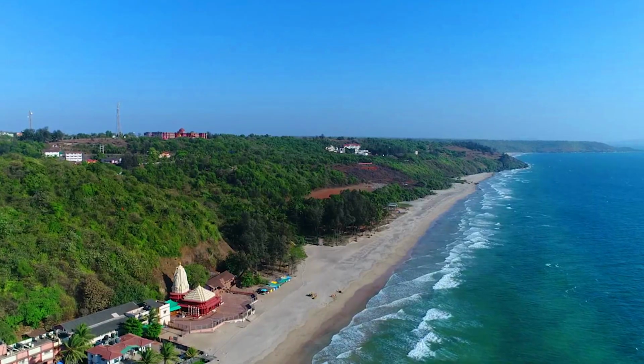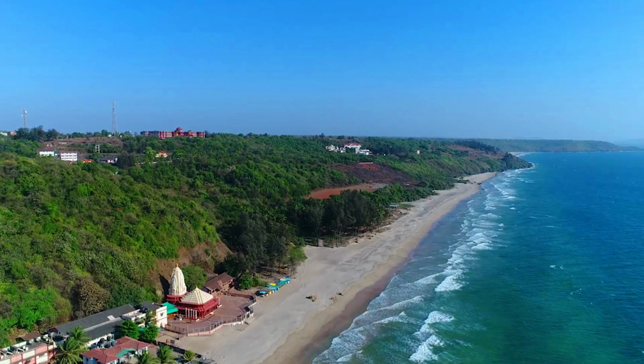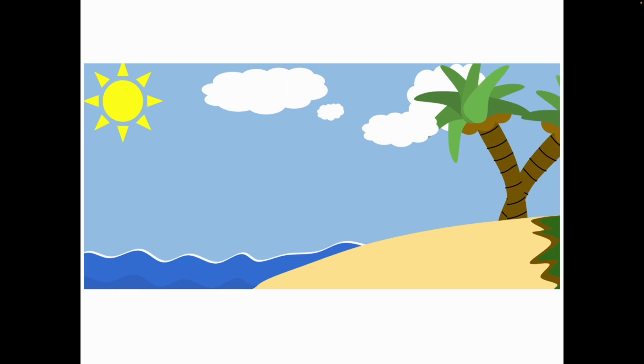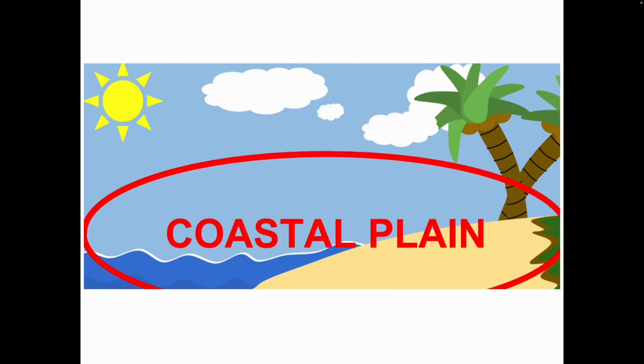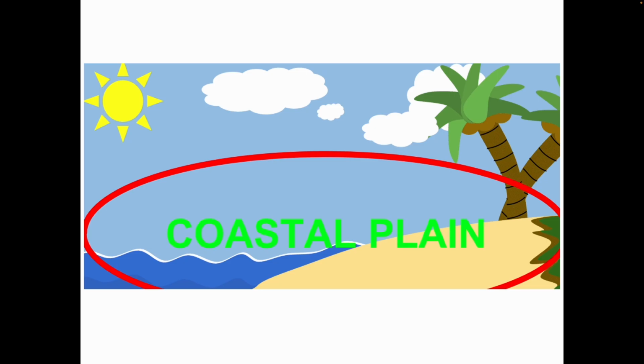Let's begin our adventure. So, what is a coastal plain? Coastal plains are significant geographical features found along the coasts of many continents. Coastal plains are flat, low-lying areas adjacent to the ocean and formed through sediment deposition over long periods. They play crucial roles in the ecosystem and human settlement.